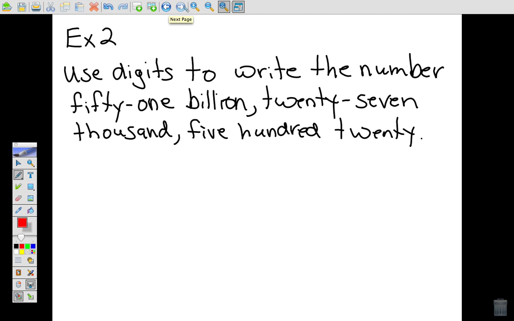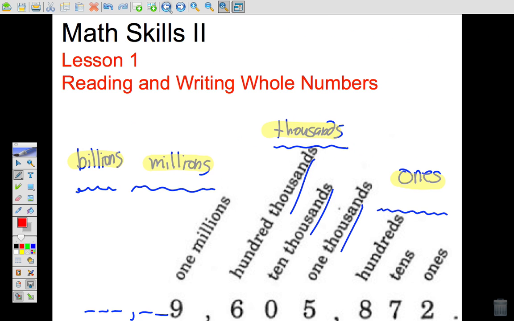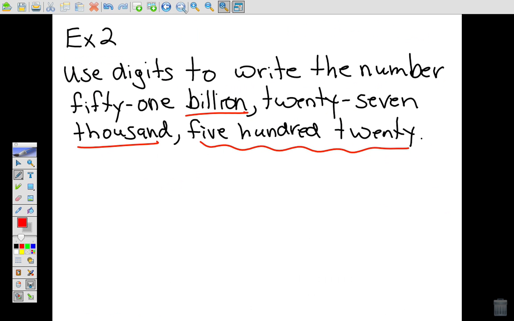Now let's go the other way. In example 2, it says use digits. Now we have it in words, and we want to write it as the actual number: 51 billion. The first thing I'm going to do is identify my main category. So I have the billions, I have some thousands, and then really right here they're talking about the ones or the units. So again, I'm using those terms that I had back on this place value chart. So the first thing I'm going to do is put my dashes in through the billions.